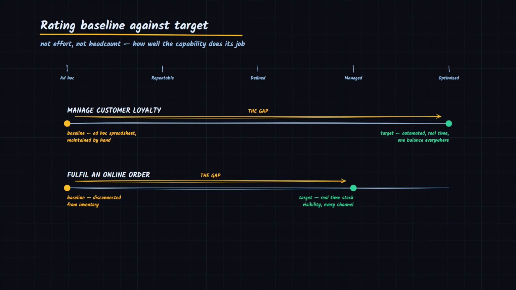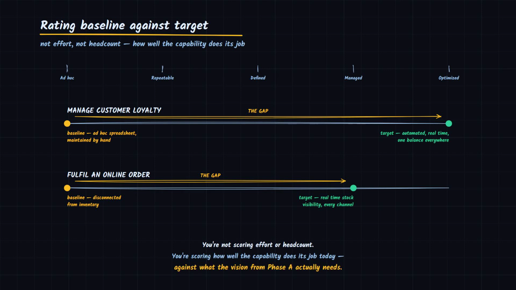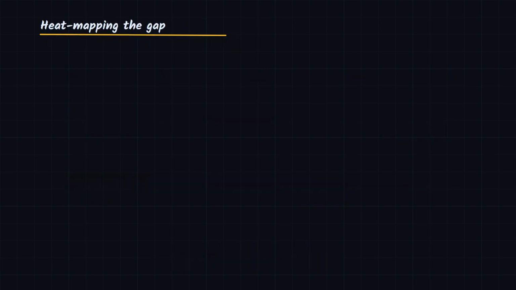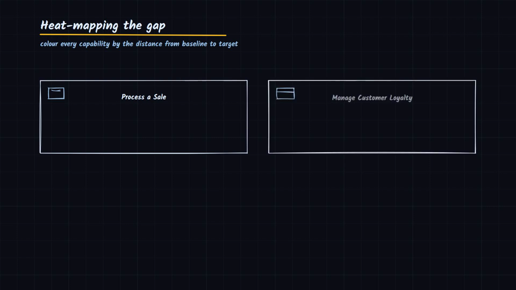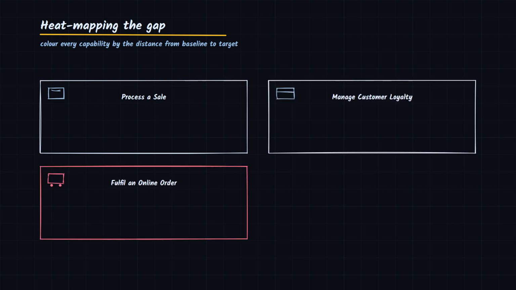You're not scoring effort or head count. You're scoring how well the capability actually does its job today, against how well it needs to do that job for the vision from Phase A to be real. Now overlay all of that as heat, color every capability by the size of its gap, how far baseline sits from target. Most of Karoo's capabilities are a light amber, fine for now, not urgent, not where the budget goes.